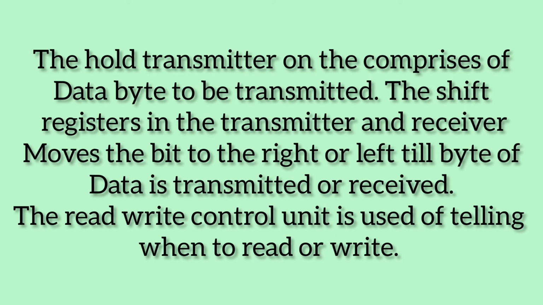The hold register in the transmitter comprises the data bytes to be transmitted. The shift register in the transmitter and the receiver move the bytes to the right or left till a byte of the data is transmitted or received. A read or write control logic is used for telling when to read or write. The baud rate generator among the transmitter and the receiver generates the speed from 110 Bps to 230,400 Bps.